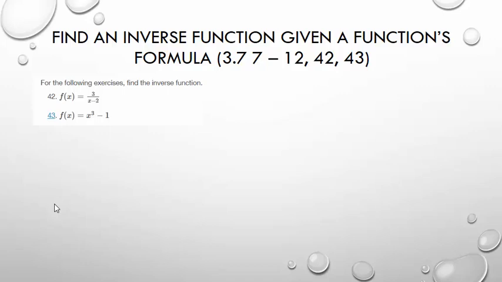So on number 42, I've gone ahead and swapped the letters here. You'd have y equals 3 over x minus 2, but I'm going to swap x and y and get x equals 3 over y minus 2. And I need to solve that for y. Here I could multiply both sides by y minus 2 to get rid of the fraction. And on one side we'd just be left with 3, and on the other side we have x times y minus 2. Now we could distribute, but we're trying to solve for y, so I'm going to go ahead and divide by x. And I get y minus 2 equals 3 over x. And then I add 2. And there we go. y is 3 over x plus 2. That would be my inverse.